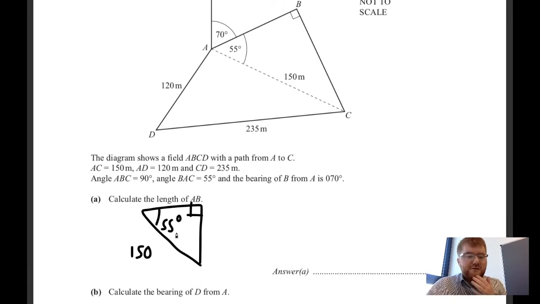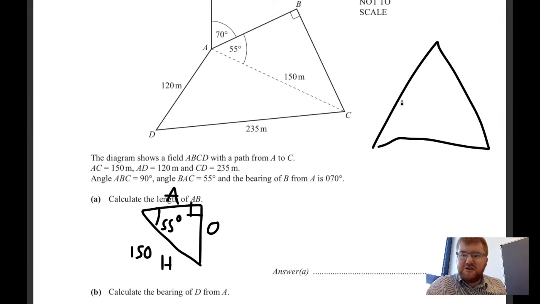As you know with SOHCAHTOA, we label the sides and angles. This angle here, well, it's opposite this side. This is the hypotenuse, the longest side, and of course the other side is going to be our adjacent, like so. And now we want to find AB, the adjacent. We know the hypotenuse, so we're going to use cosine.